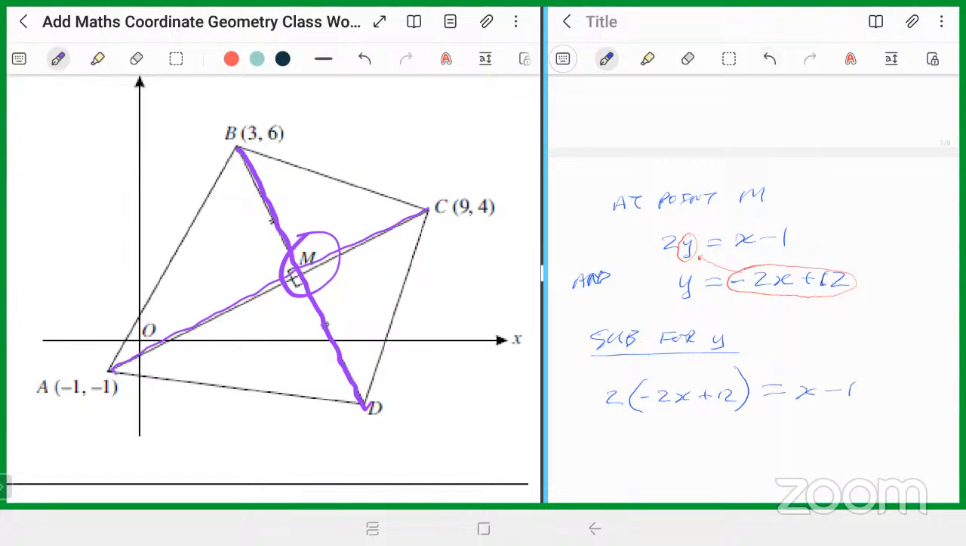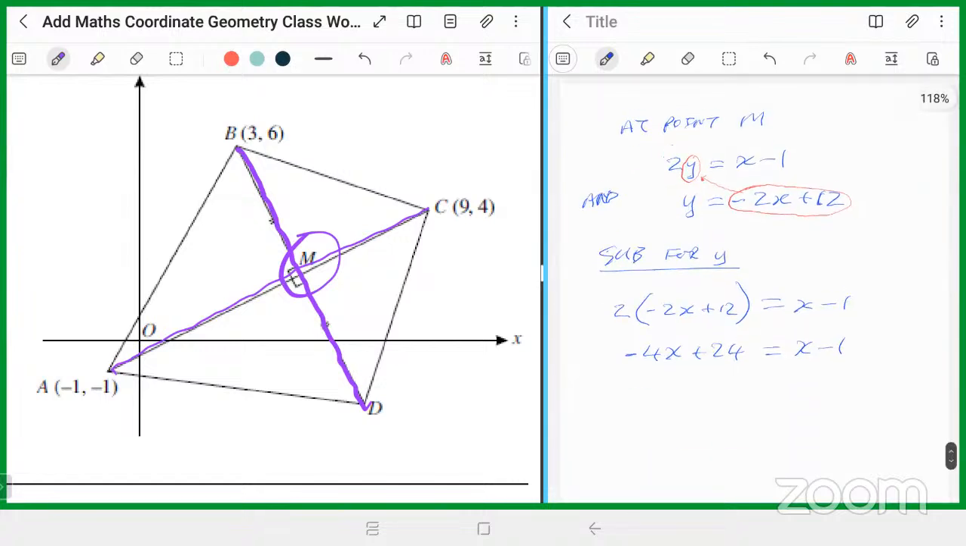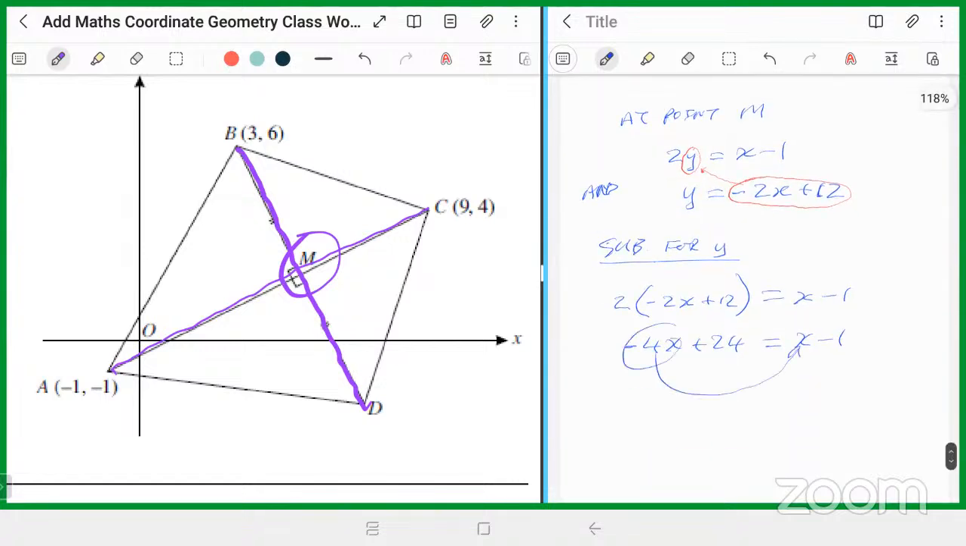So solving that for x. This becomes minus 4x. Then 2 times 12 is 24, equals x minus 1. Then this 4x goes over here and adds to this x, 5x over there. So this minus 1 comes over here and becomes a positive 1 to give me 25 over here.